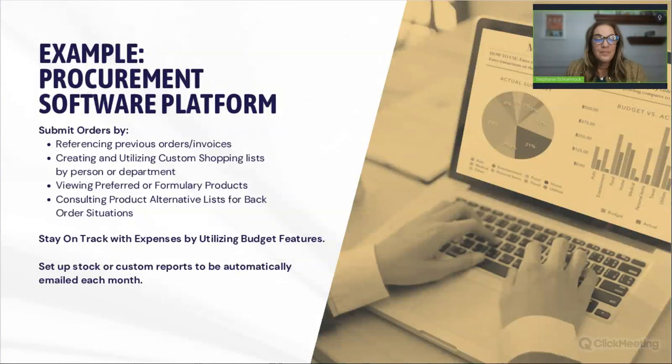There's also preferred products. So you can mark products as preferred from the global shopping market that you're on the software. And you can also mark your formulary products. Formulary not meaning pharmaceutical formulary, but formulary meaning a strict offering of products that your practice tries to purchase from that list. And then there's alternative lists that you can build for back order situations. We often call that a secondary formulary.